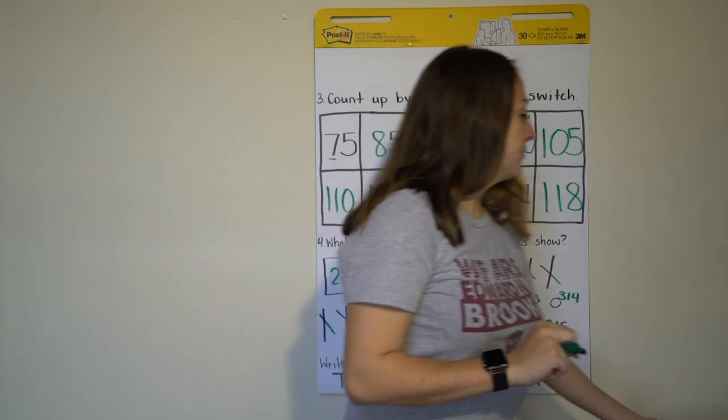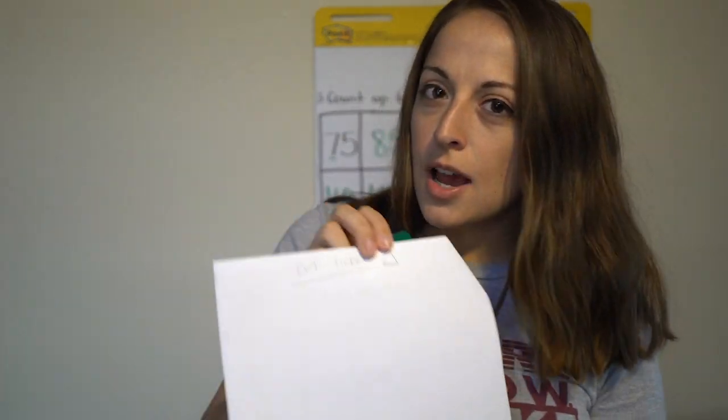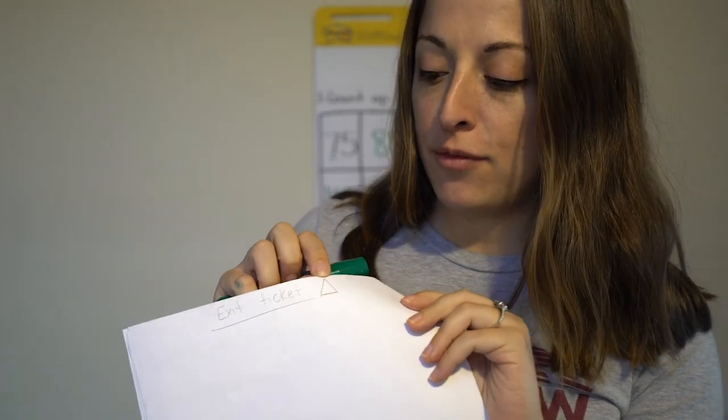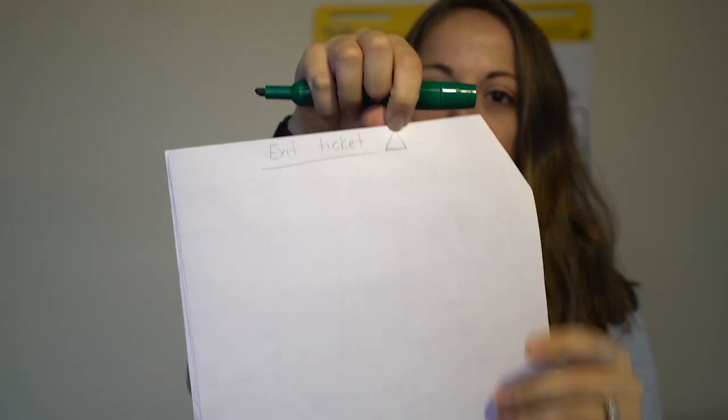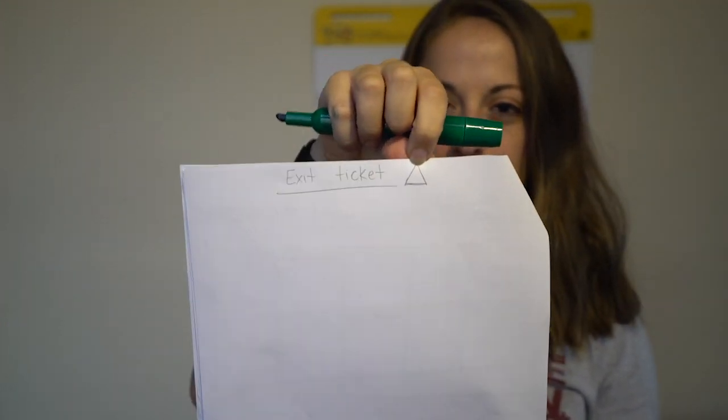All right, now it's time for our exit ticket. At the top of your exit ticket, I want you to put this secret symbol that I have, which is a triangle at the top. So put a little triangle on your paper for your exit ticket.